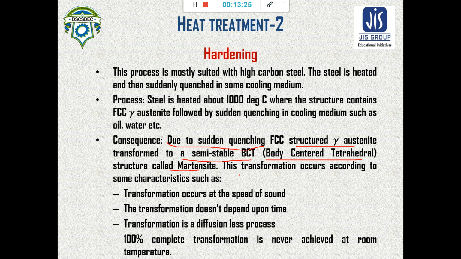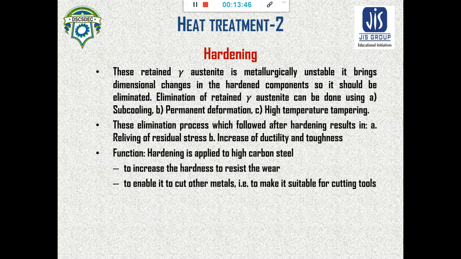That means 100% transformation from the austenite to martensite is never possible at room temperature. So this is the hardening process. And in the hardening process, what is the purpose of the hardening process? As the 100% conversion of austenite to martensite is not possible, then what happens?